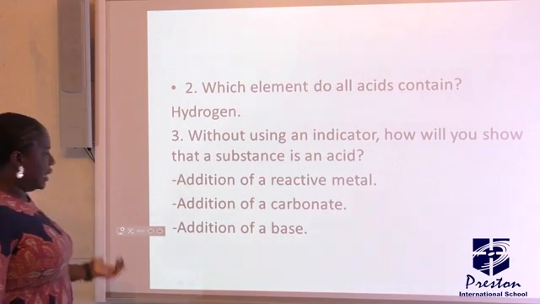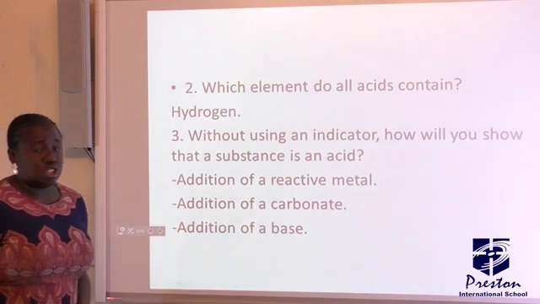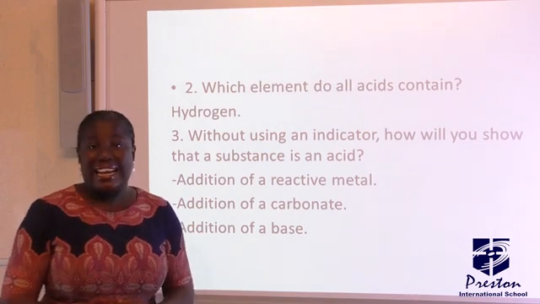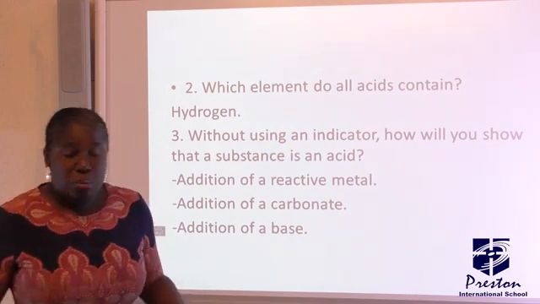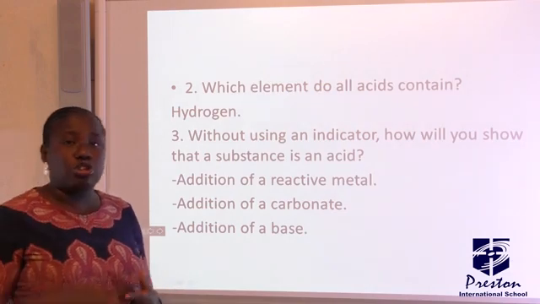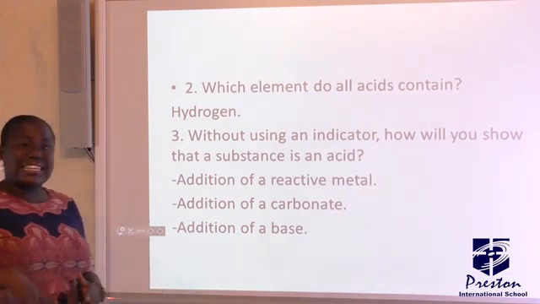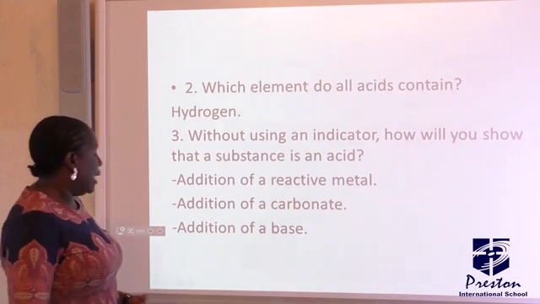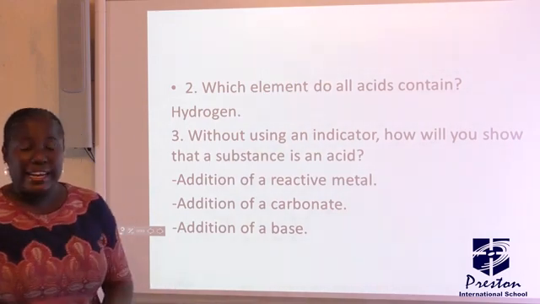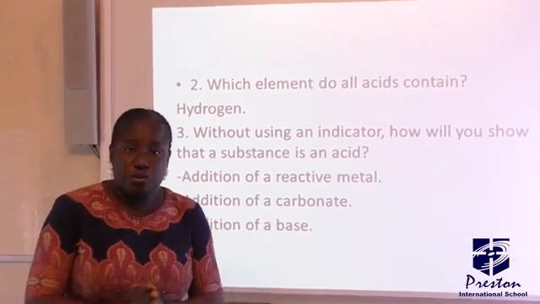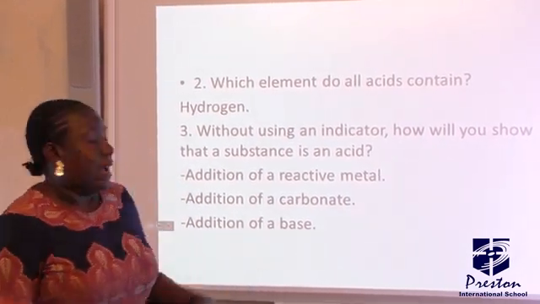The second answer that can be given, addition of a carbonate. By the time you add a carbonate to a substance which is an acid, we're going to have bubble production, of course, effervescence will occur, and that's the production of CO2. You can test that gas also by passing it through lime water, which is going to turn milky. And the last one I have with me here, addition of a base, which is a neutralization reaction, leading to formation of salt and water only.